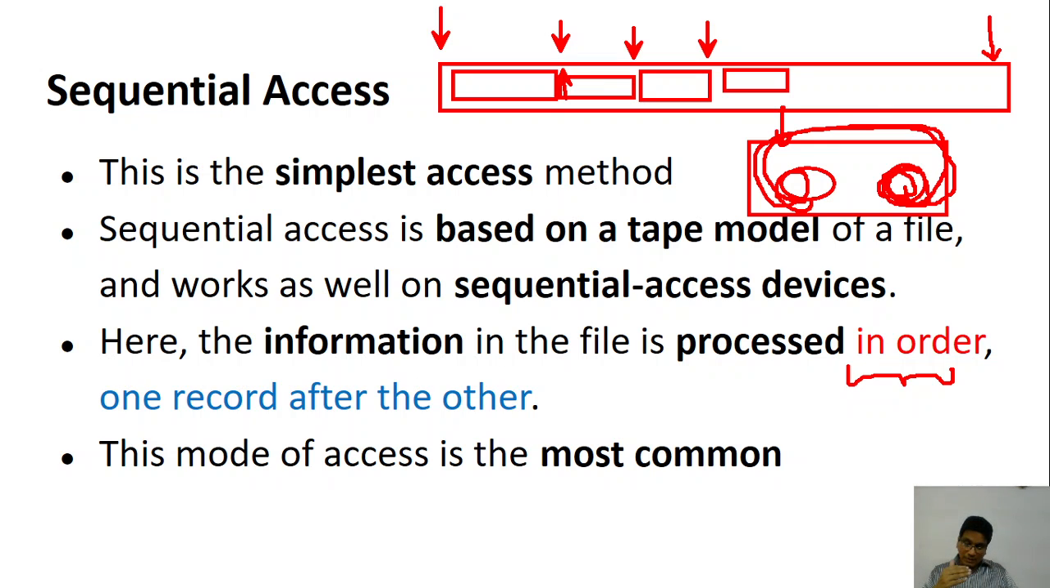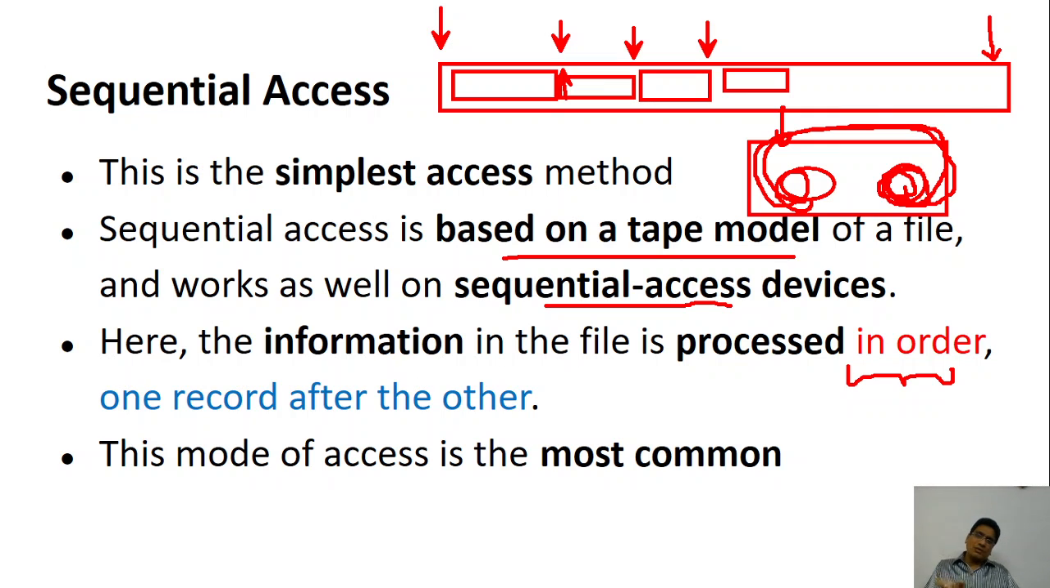So it is in order. If you are at the first song, you have to go to the second song, then the third, then the fourth, in order. If you want to come back from the fourth, you can come to the third, then the second, and then the first. So there was an order in which it is used. This particular model is based on the tape model, and the access was sequential. You know what is the meaning of sequential? One after the other. Information in the file is processed in order, one record at a time. So you read the first song, or instead of song you can take it as a record.